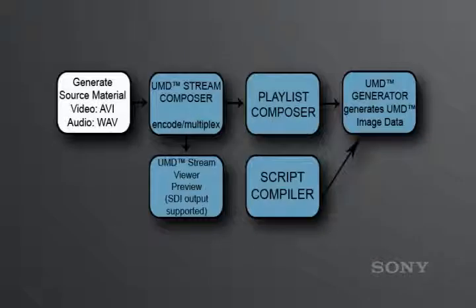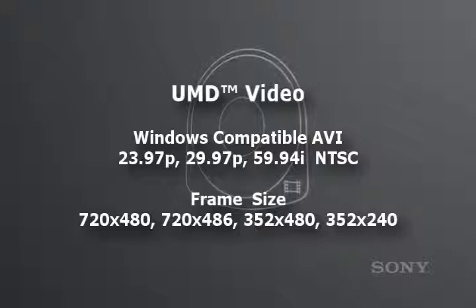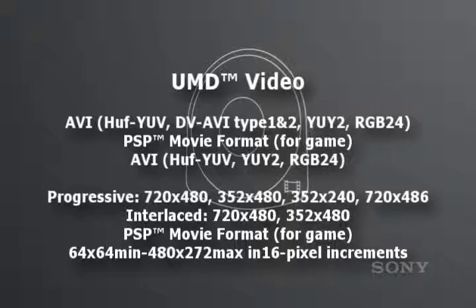As you begin to organize your projects for UMD production, you will need to gather all of your assets in the correct formats and file types as required by the UMD Composer packages. All video assets must be converted into the standard Windows-compatible AVI files. The frame rate for these files can be 23.97p, 29.97p, or 59.94i NTSC. The frame size needs to be 720 by 480, 720 by 486, 352 by 480, or 352 by 240. You must use the YUY2, RGB24, HUF YUV, or DV AVI Type 1 or 2 codecs.